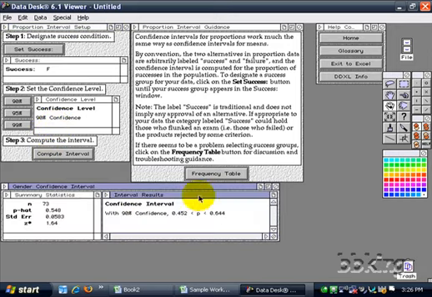When I click compute interval, this box pops up, and we see n is 73, p hat is 0.548. The standard error we haven't talked about, and then z star is 1.64. That's our critical number there. And then our confidence interval says with 90% confidence, 0.452 is less than p is less than 0.644.